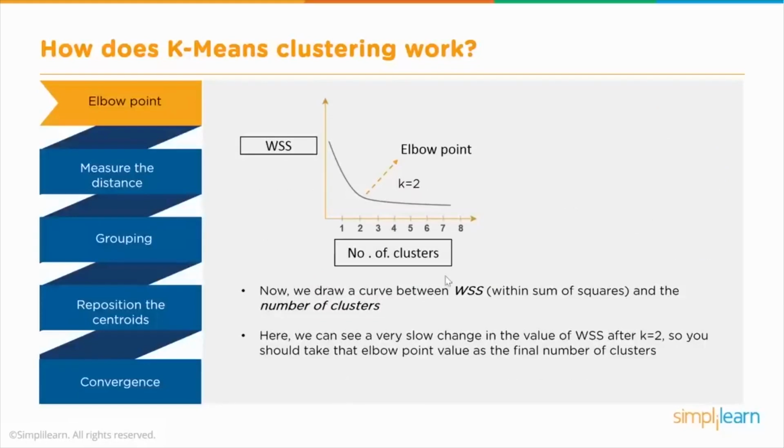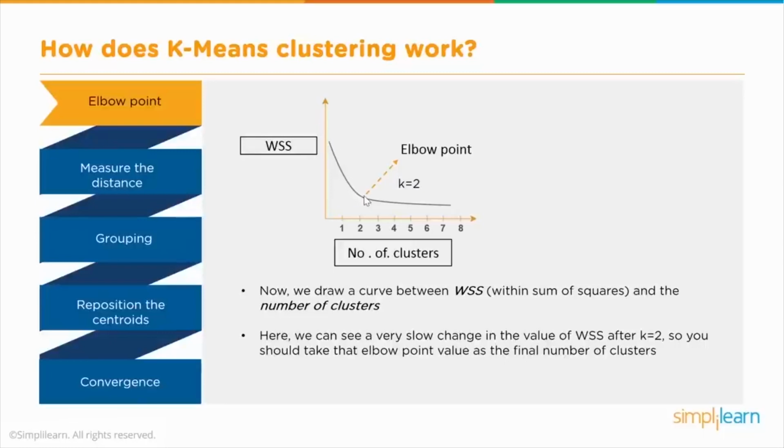We have on the y-axis the within sum of squares, or WSS, and on the x-axis the number of clusters. As you can imagine, if k is equal to 1, which means all the data points are in a single cluster, the within SS value will be very high because they are probably scattered all over. The moment you split it into 2, there will be a drastic fall in the within SS value, and that's what is represented here.